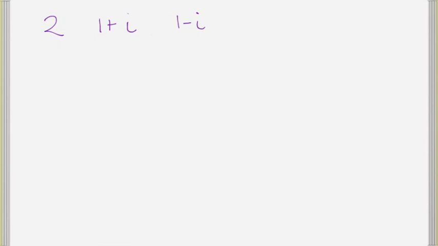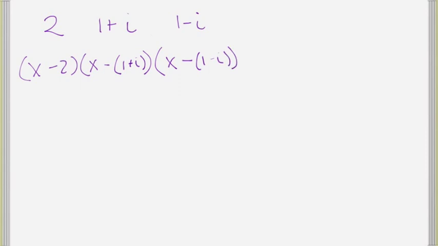I'm going to write them in parentheses as x minus each of those answers. So x minus 2, x minus 1 plus i, and I have to put a group around that because it's 2 things, and x minus 1 minus i. Okay, so we write x minus each of those answers. If there's more than one thing to that answer, then we need parentheses around that. So we'll have some stacked parentheses.